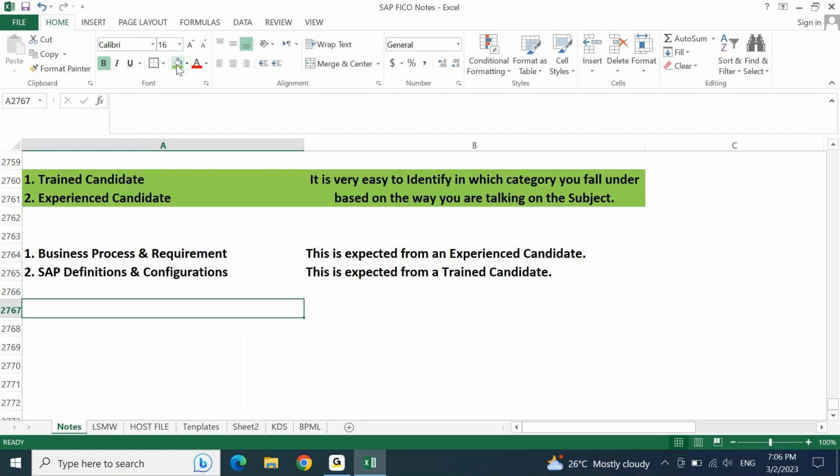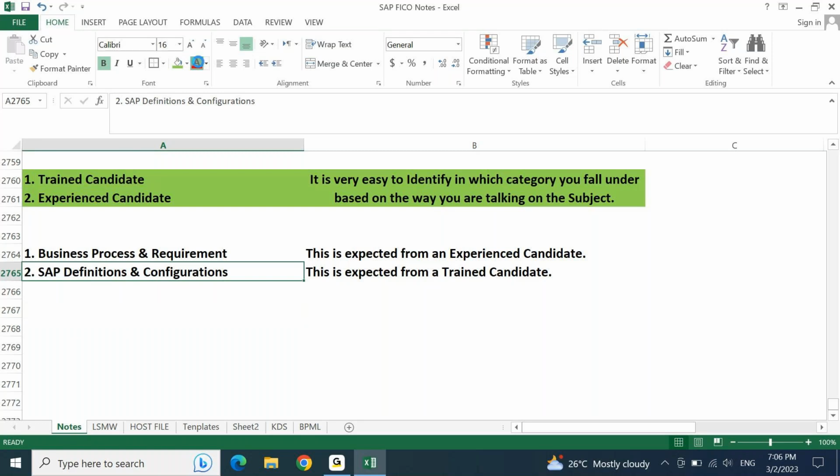Nobody wants your SAP definitions. Nobody wants your SAP configurations. If you are with this mindset, if you are with this knowledge, you are going to get rejected in most of the interviews that you go to.